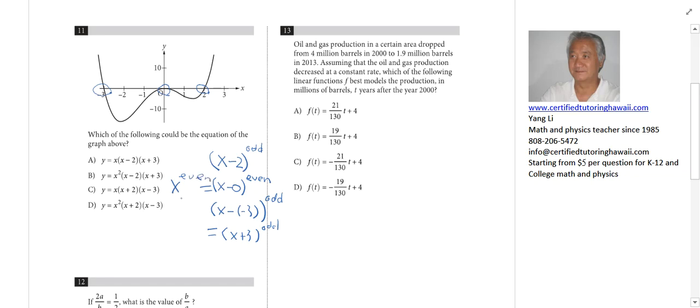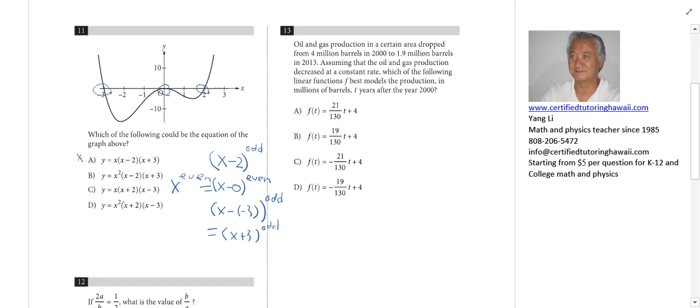Alright? So from here you can see which one satisfies. Let's go back to the A, B, C, D choices. For this one you have x minus 2, x plus 3, that's good, and both of them are odd power. But the x here is first power, that's not an even power. So A is out of the options.